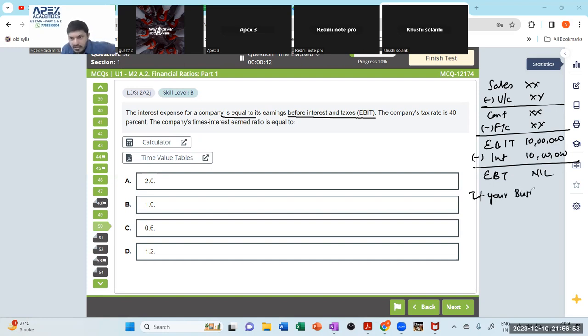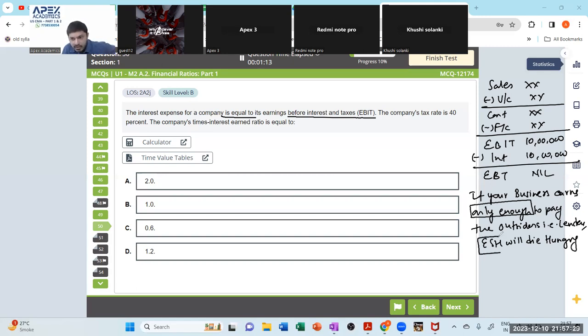If your business earns only enough to pay the outsiders, that is the lenders, the equity shareholder will die hungry.